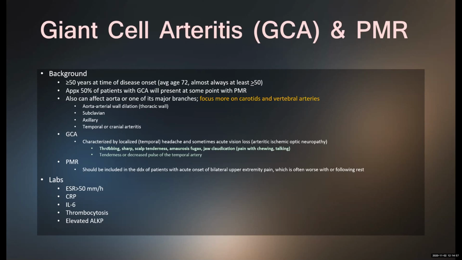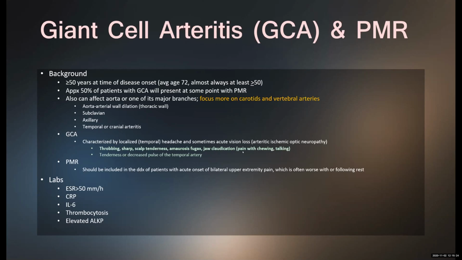So clearly you're going to put these patients on prednisone, and then if you need a CTA of the neck or MRA, you can get that to focus specifically on the carotid and vertebral arteries to make sure there's no dissection. But these are some other vessels, clearly the temporal arteries, that can be affected in these patients. They'll typically present with scalp tenderness to palpation, as well as sudden onset loss of vision in one eye, so the amaurosis fugax, as well as jaw claudication, pain with chewing, talking.